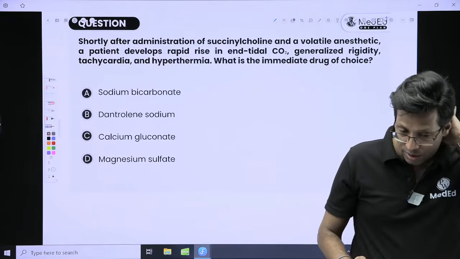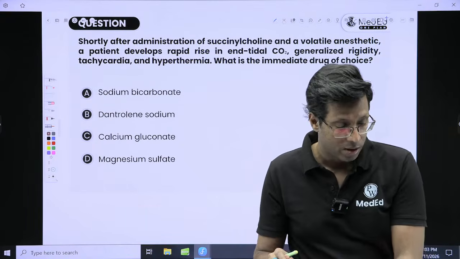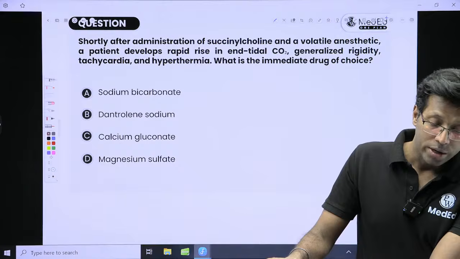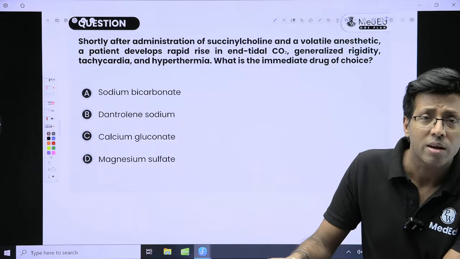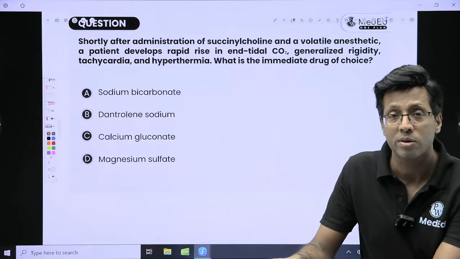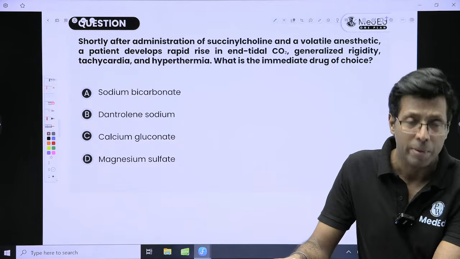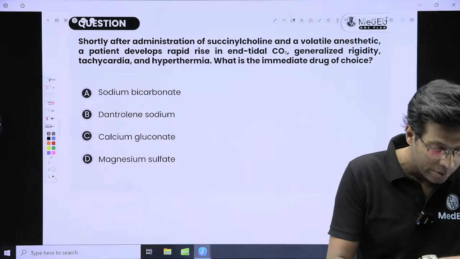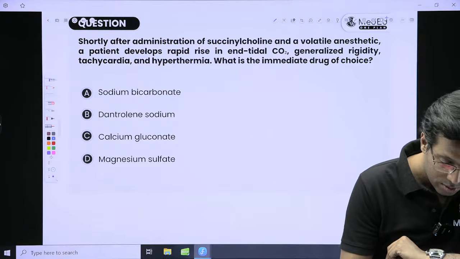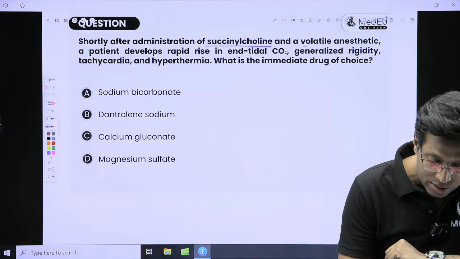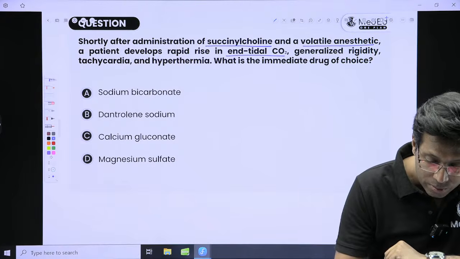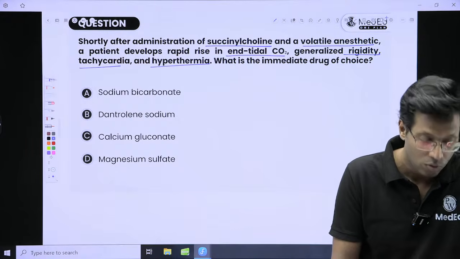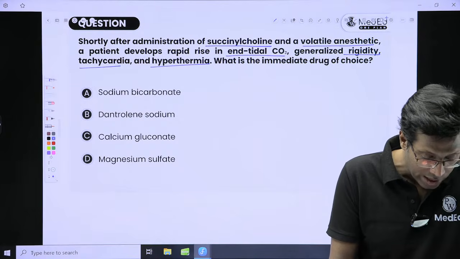Shortly after administration of succinylcholine and a volatile anesthetic, the patient develops rapid rise in EtCO2, end-tidal carbon dioxide, generalized rigidity, tachycardia, hyperthermia. Every year, they've asked this question continuously for the last 2 years, including NEET PG and INI-CET also. So you have administered succinylcholine and a volatile anesthetic agent. Suddenly EtCO2 is increased, muscle rigidity, tachycardia, hyperthermia. What is the drug of choice? What will you do? Soda bicarb, dantrolene, calcium gluconate, magnesium sulfate.